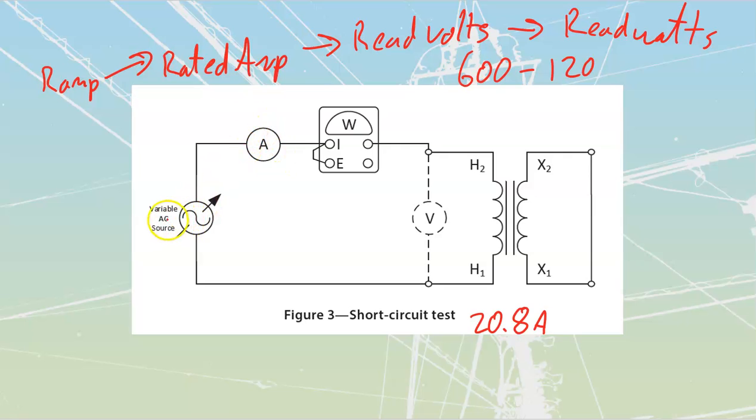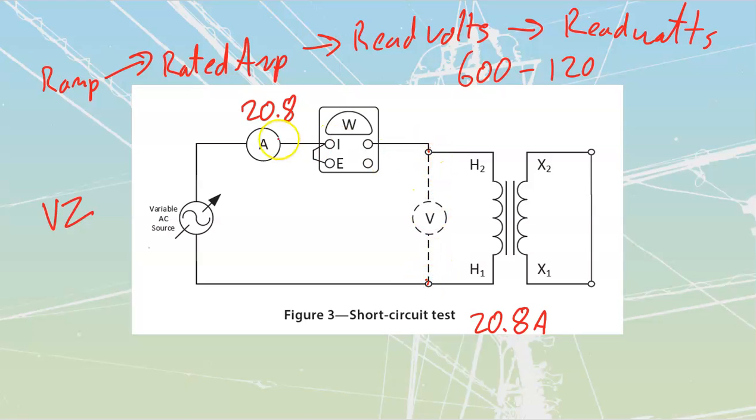As I'm turning the dial on my variable AC source, I'm watching this until I hit 20.8 amps. Once I hit 20.8 amps, I'm going to stop adjusting and mark down that value of voltage. That's going to be referred to as my impedance voltage, my VZ. Impedance voltage is going to be critical to us later on, so we do want to have this marked down.